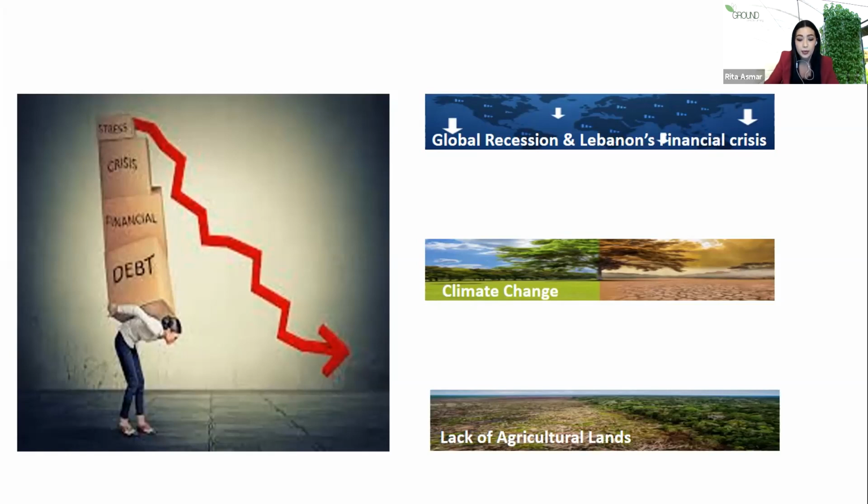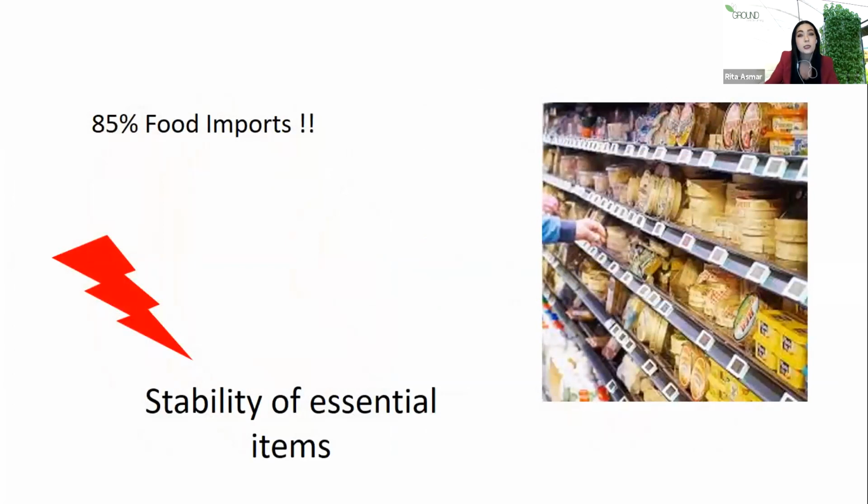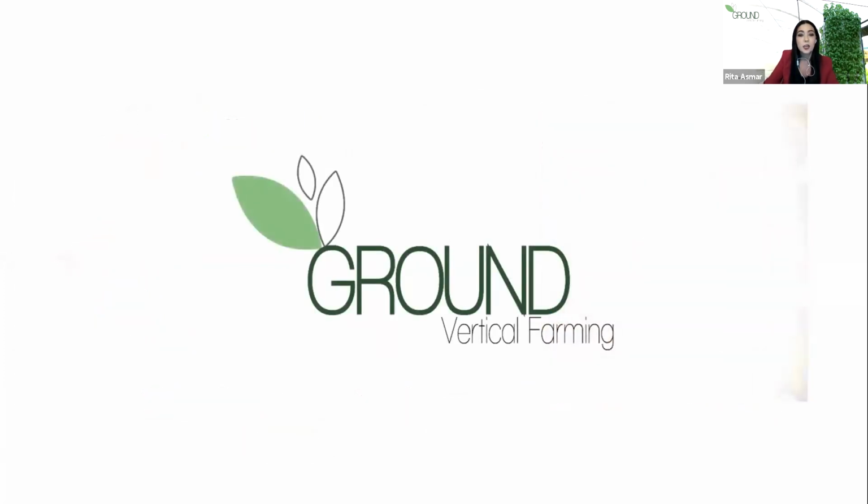According to the World Bank, Lebanon is a net importer of food, with the latter accounting for 18% of the country's total imports in 2018. And the reliance of domestic consumption on these imports is striking and raises concerns over the stability of a large range of essential items. In times like these, we need to persevere, innovate, and adopt new ways of thinking. And Ground Vertical Farming is the solution for these problems.